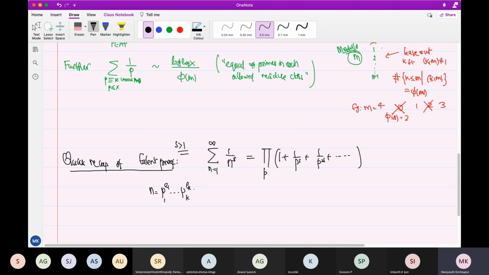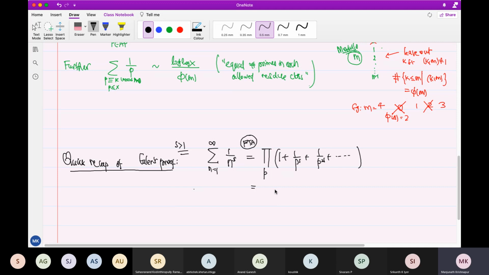So how will you get 1 by n to the s? In the first one you will take p1 to the e1 s, in the second you will take p2 to the e2 s, etc. When you multiply this, everything is infinite. You need to justify convergence and interchange of all these summations properly. But at a heuristic level, it's very clear that when you multiply out, every number will occur exactly once. And this is actually fundamental. This is the fundamental theorem of arithmetic, that every number is uniquely represented as a product of primes.